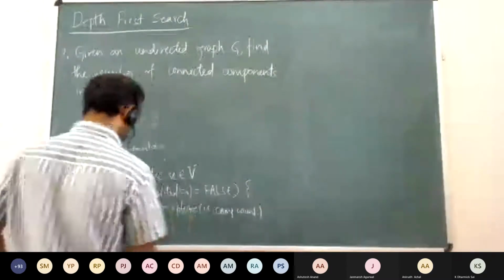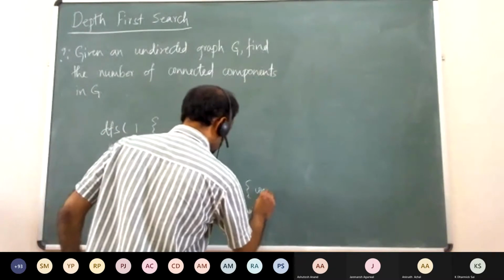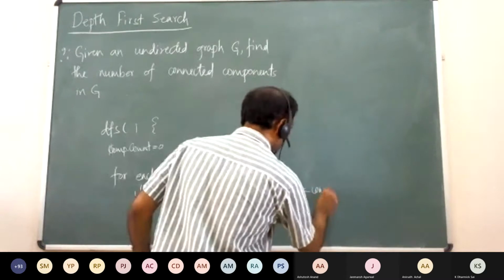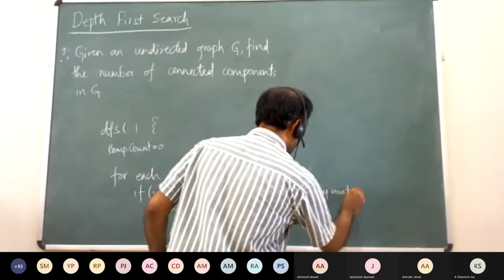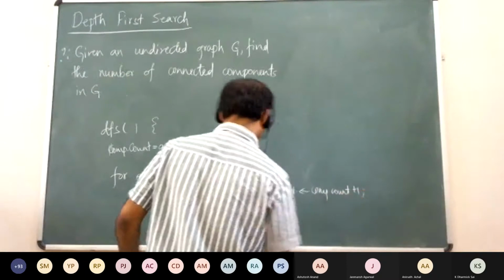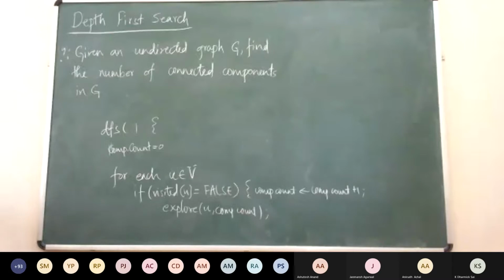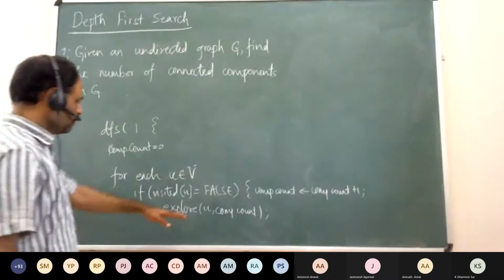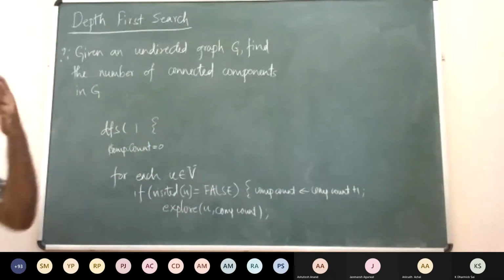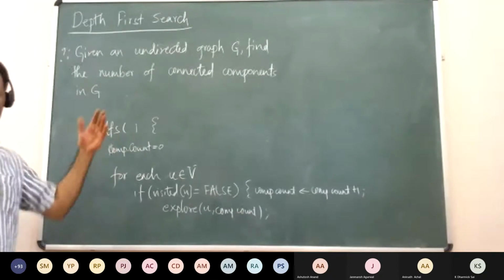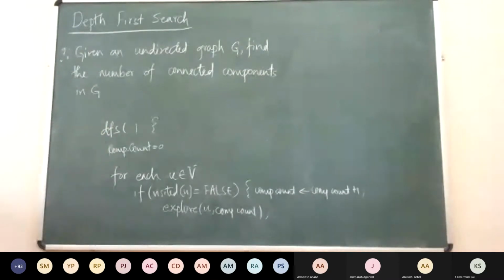So you would increment component count to component count plus 1, and then you call explore, and for every vertex there you mark it by its component count. In the explore function, we were marking visited to be true. At that point, you can also mark which component it belongs to. Something might belong to the first component, something might belong to the second component, and so on. Okay. So is that fine?